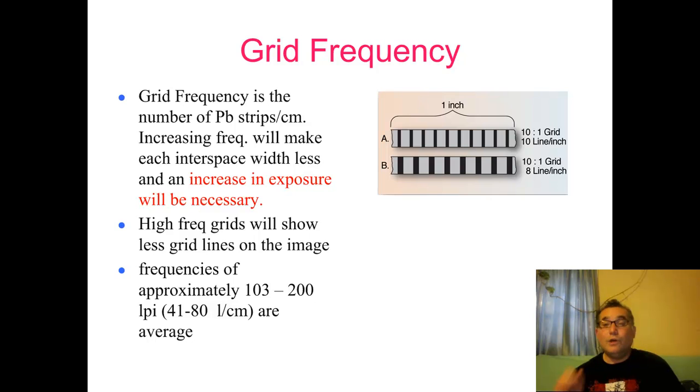In other words, lower frequency will possibly show lead lines on an image. Higher frequencies, less likely. In general, the frequencies vary from 103 to 200 lines per inch, or 41 to 80 lines per centimeter. Of course, centimeters are smaller, so these two numbers are proportional to each other. We're going to talk again a little bit about grid frequency when it comes to the use of a Bucky, but that's a little bit down the line.